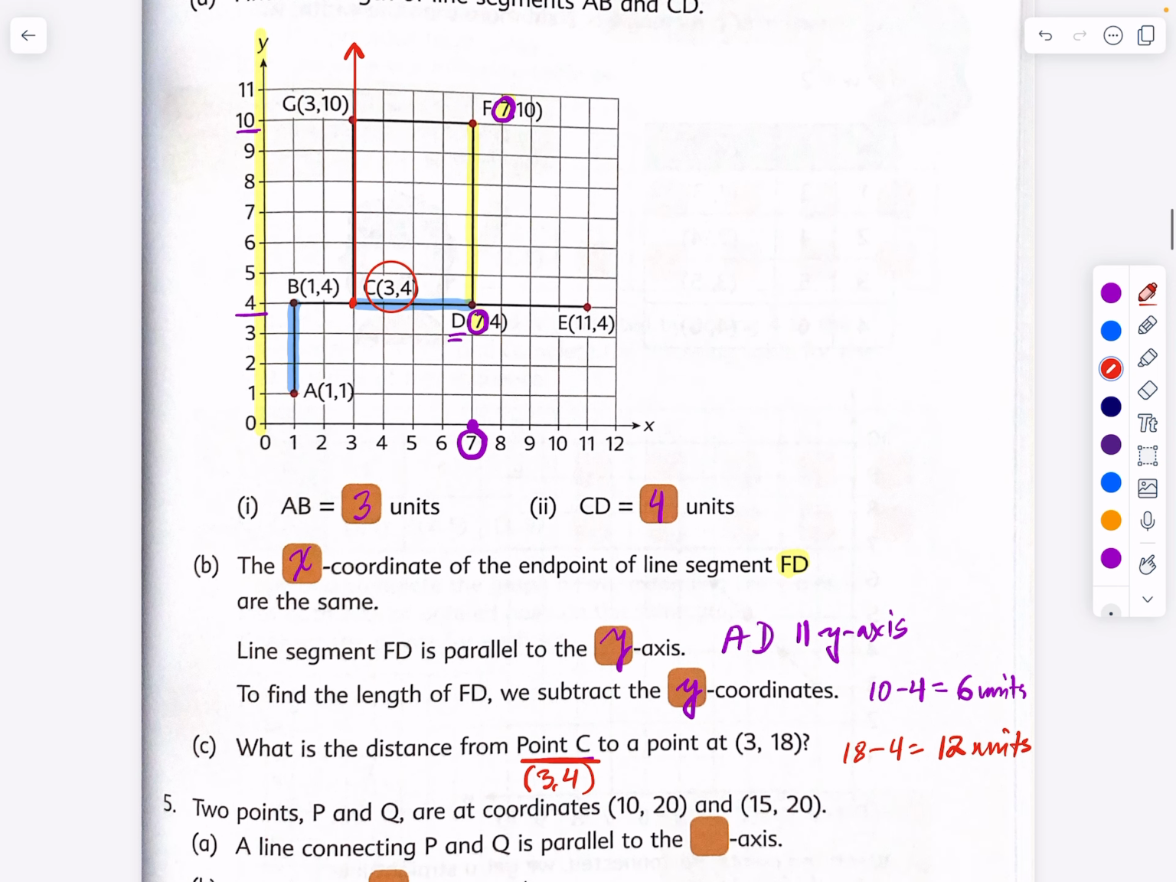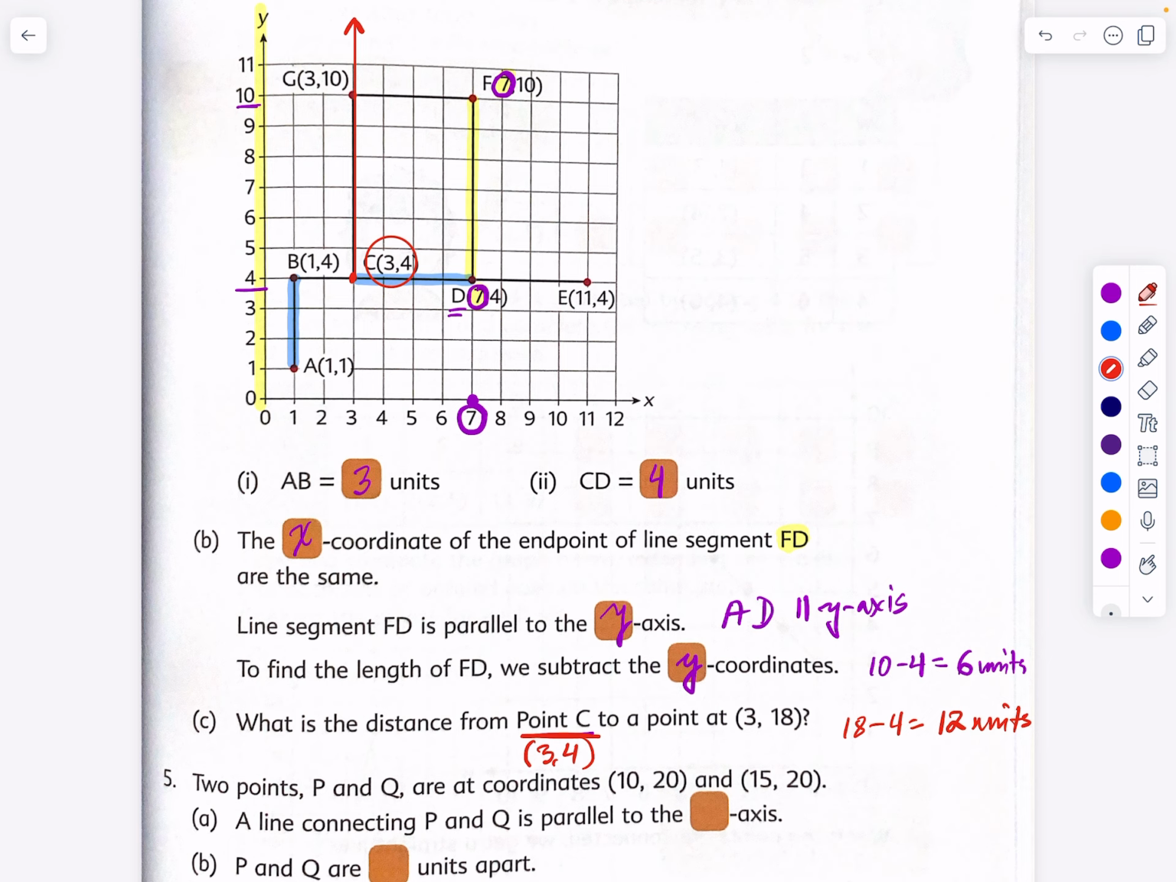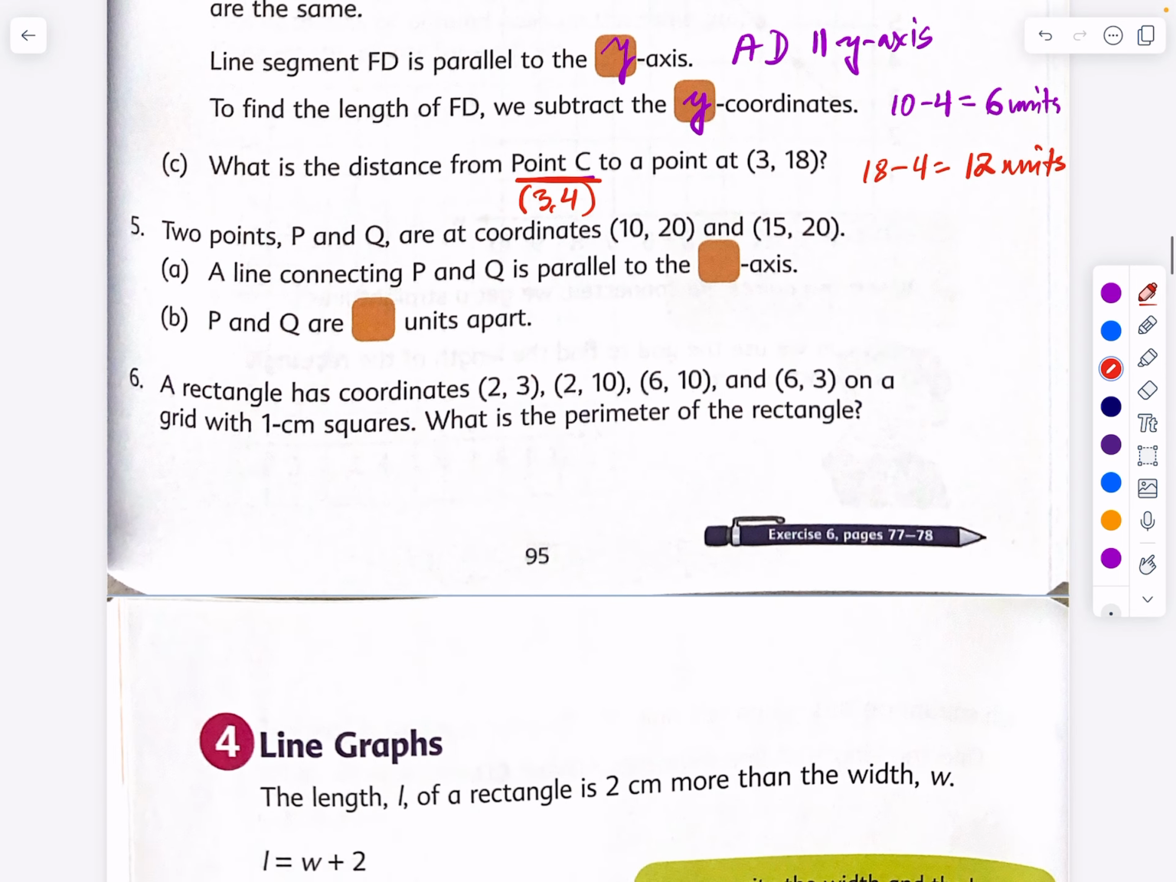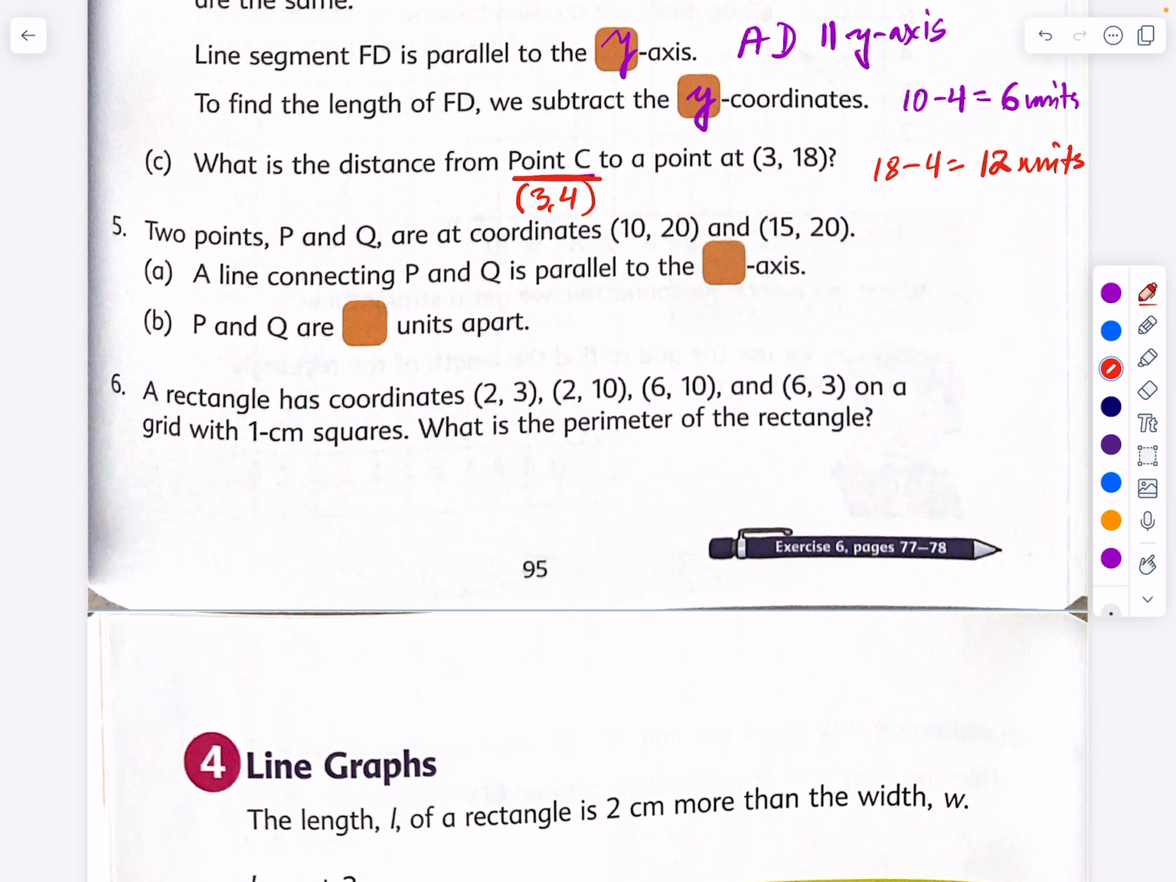Okay, now next question. It's the next assignment, number 5. I hope this makes sense, traveling along the coordinate plane. Next, 2 points P and Q are at the coordinates 10, 20 and 15, 20. I typically like to label 10, 20 for P and 15, 20 for Q. Now, let's just list it like that. Point P, 10, 20, and point Q, 15, 20.